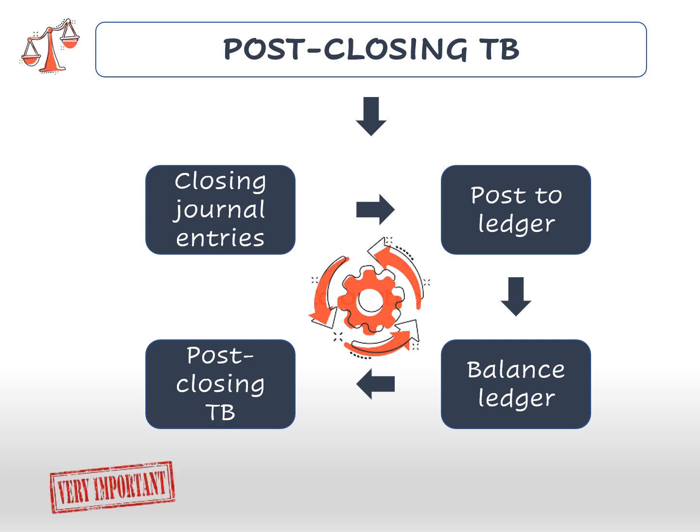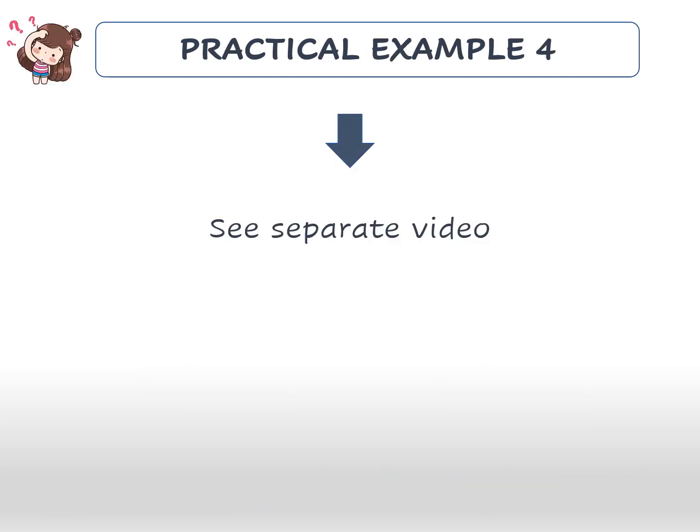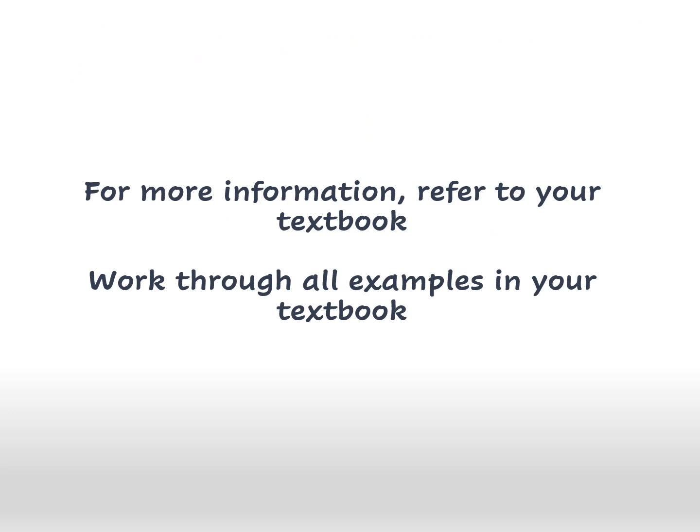So what you need to remember that is very important is that your post-closing trial balance only includes asset, liability, and equity accounts. All the income and all the expense accounts are 0, and when an account is 0, you do not put it into the trial balance. Practical example 4 has a look at the post-closing trial balance, so that will also be explained in a separate video. Remember to work through the complete chapter in the textbook and then work through all the examples that are in that chapter as well.